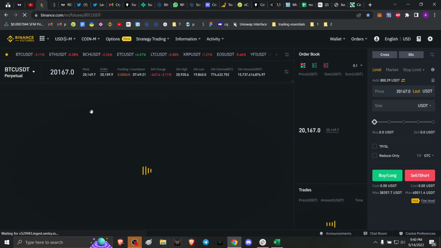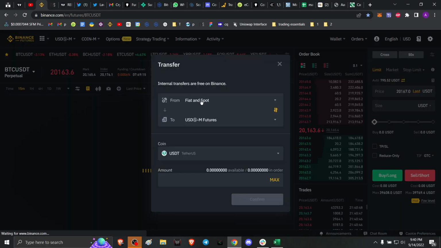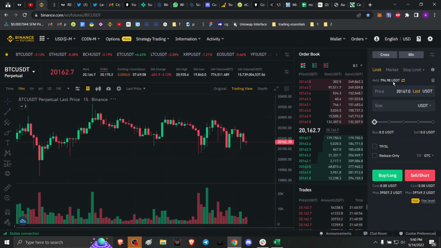So once you're here, make sure to transfer the amount that you have to the futures account, right? If you usually have your money in fiat and spot, just come here, select the coin that you want to transfer, click max, and then boom, transfer, and you have your balance here. So once you have your balance here, you have to do a small tweak.